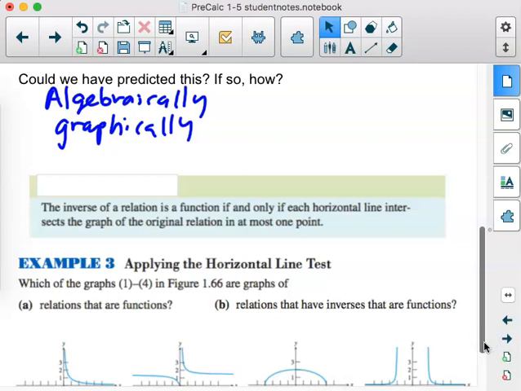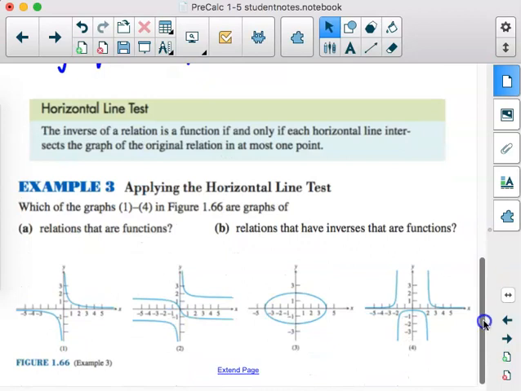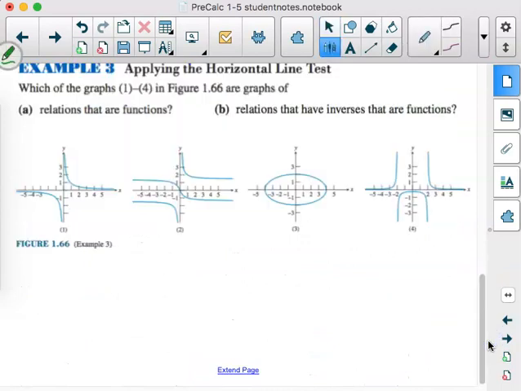All right, so this one says the inverse of a relation is a function if and only if each horizontal line intersects the graph of the original relation in at most 1 point, which I just talked about, the HLT instead of the VLT, the horizontal line test. So this one is used to talk about whether or not the inverse is going to be a function. So down here in example 3, it says we're going to apply that horizontal line test, and actually we're going to do both, the VLT and the HLT.